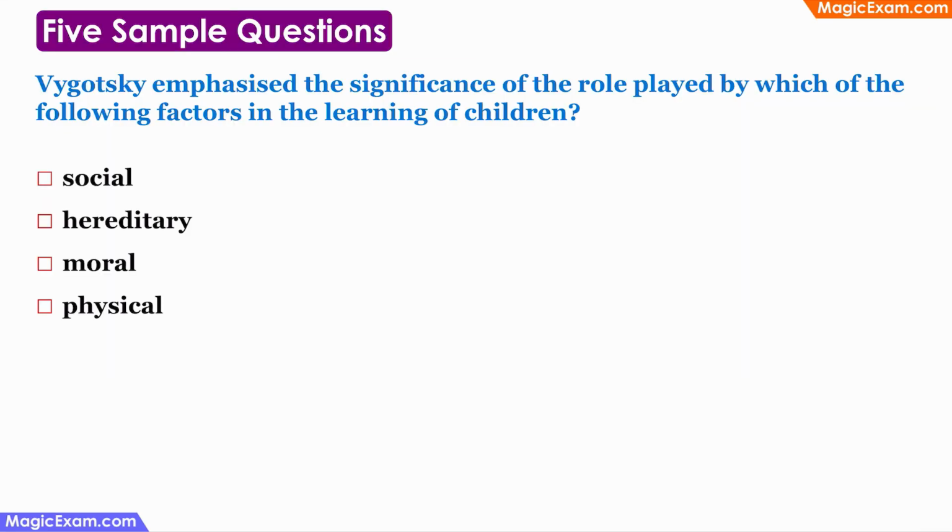The first one is: Vygotsky emphasized the significance of the role played by which of the following factors in the learning of children. So we are talking about Vygotsky here, and Vygotsky's theory is all about S, C and L, that is social, cultural and linguistic factors. When we look at the answer choices, the first one says social, so this has to be the correct answer.